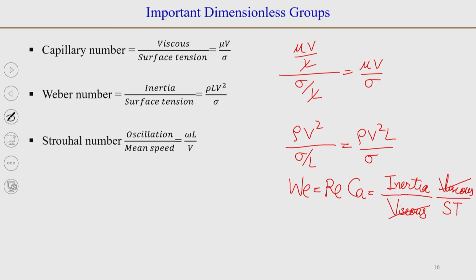Another important number is Strouhal number, which looks at when there is oscillation in the flow, which compares the oscillatory speed or the frequency omega with the mean speed. So, omega L over V. So, oscillatory speed and mean speed, the ratio of that. Okay. So, we will stop here and continue in the next lecture, where we will talk about scale up issues. Thank you.